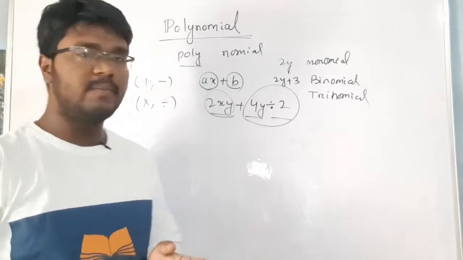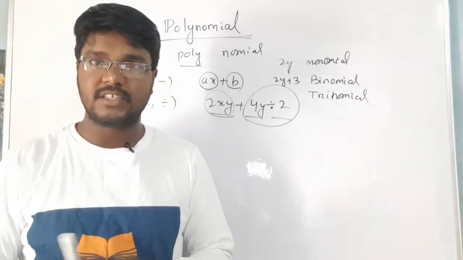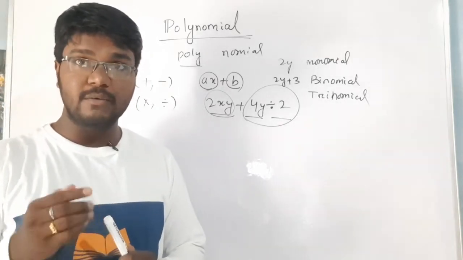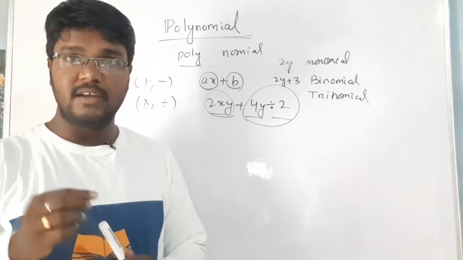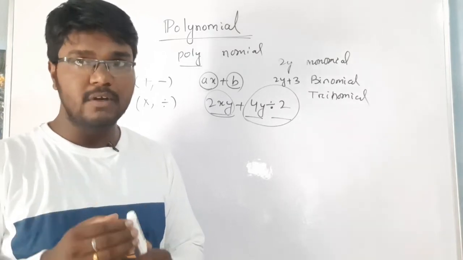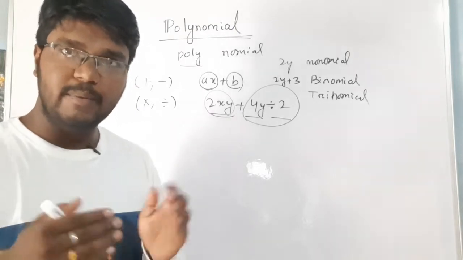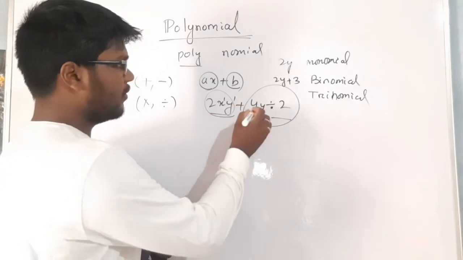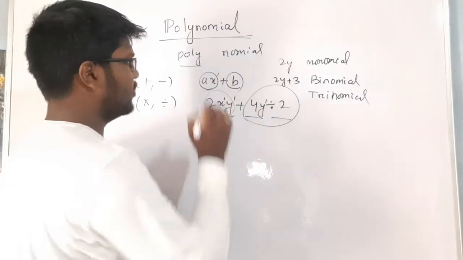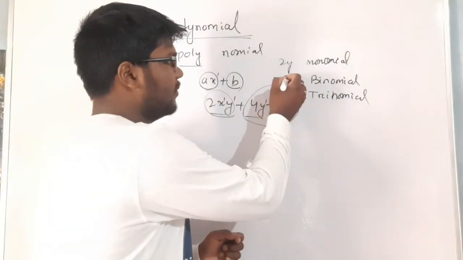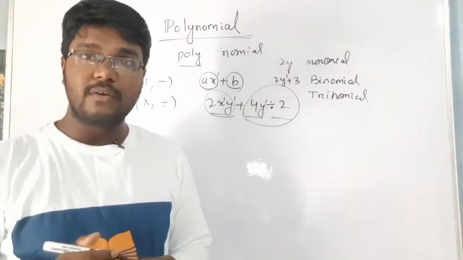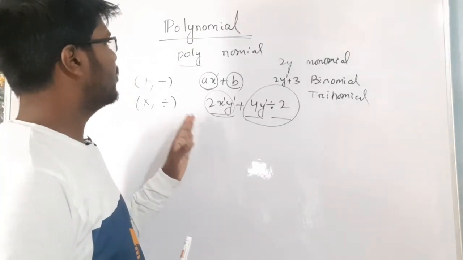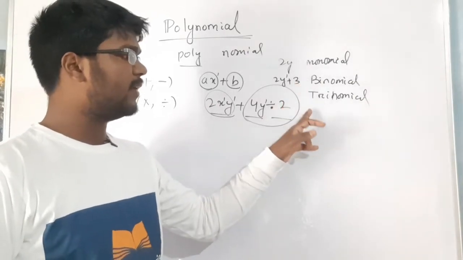So this is about the polynomial, but there is confusion about what is algebraic expression and polynomial. You see, polynomial means its powers will be non-negative integers. That means the power of the variables will be 0, 1, 2, 3. Here you see the variable x power is 1, y power is 1, and in 2y plus 3 the power of y is 1. So the power will be a non-negative integer. So this is about polynomial, the terms monomial, binomial and trinomial.